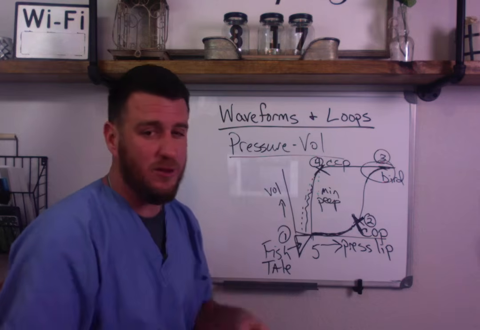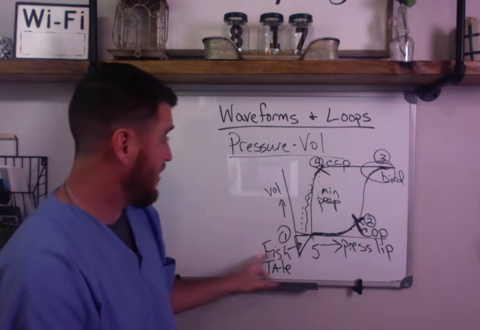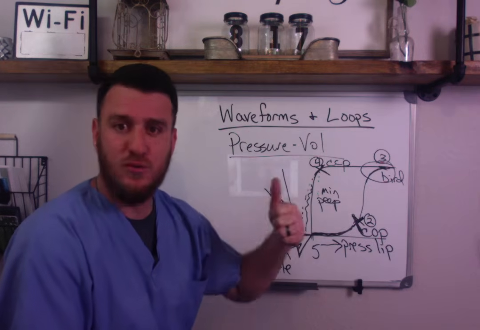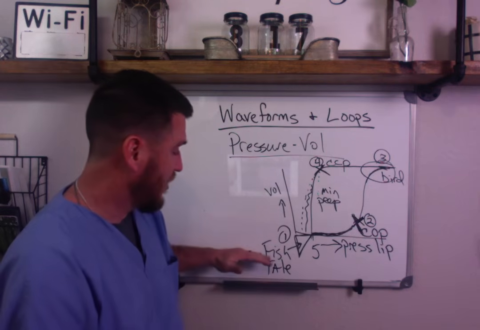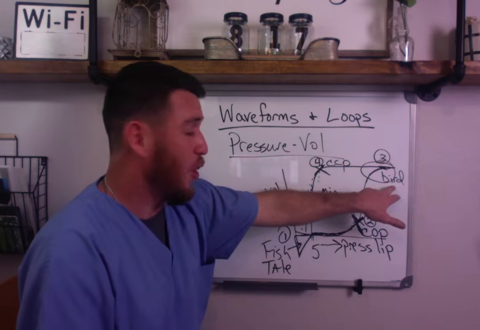Now when you look at this, you can make this real simple. You understand that we have 2 animal parts. We have a fishtail and a bird beak. You know what those tell you: increased work of breathing, or not sensitive enough, failure to trigger, or over distension.